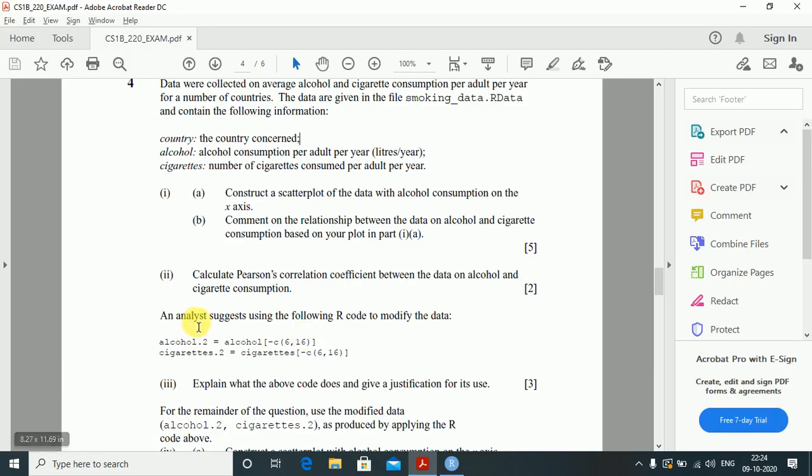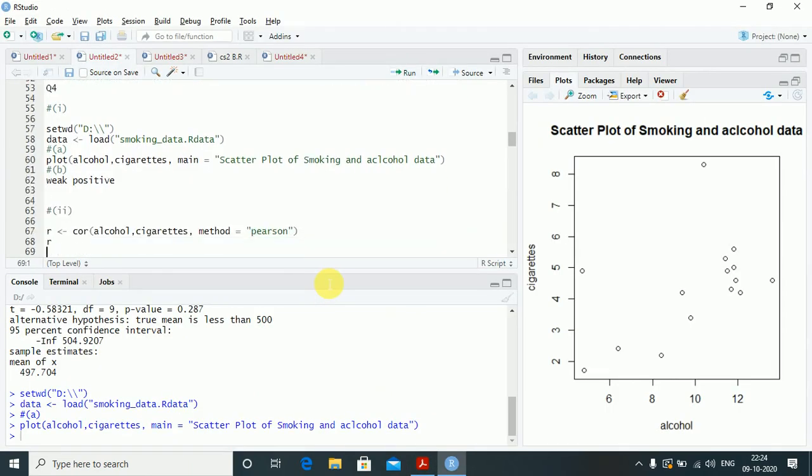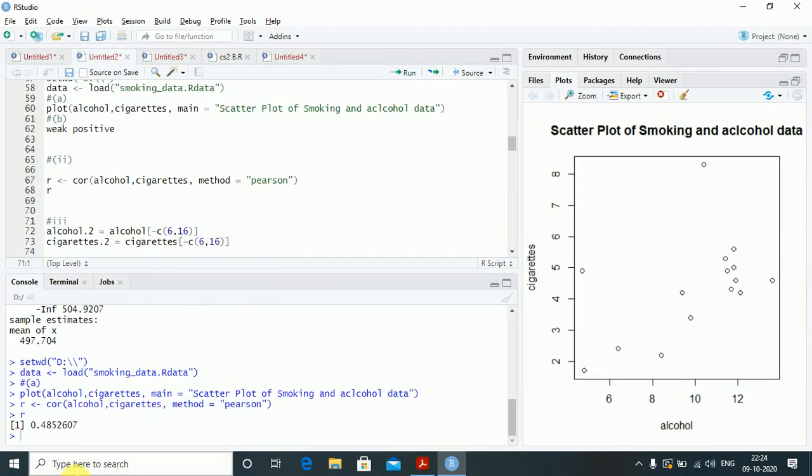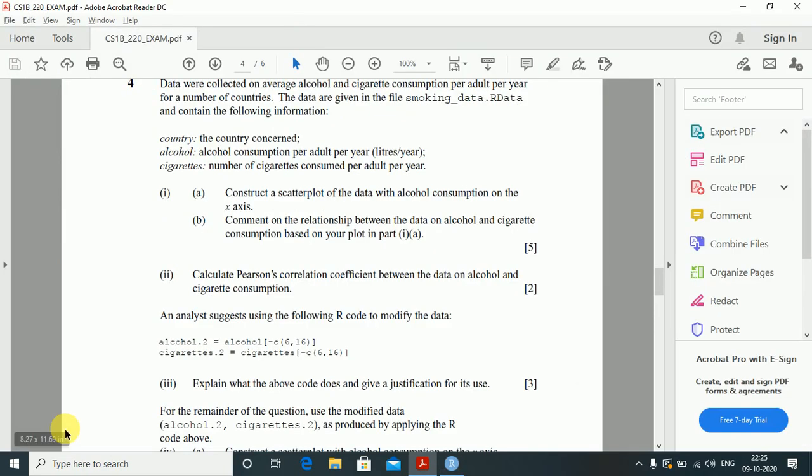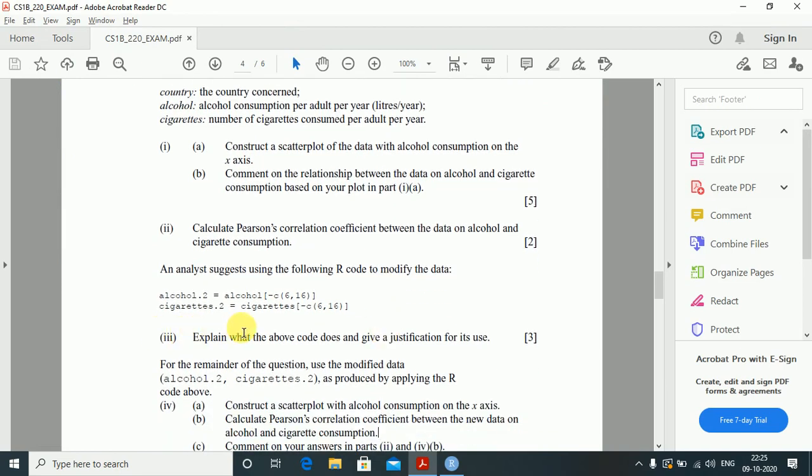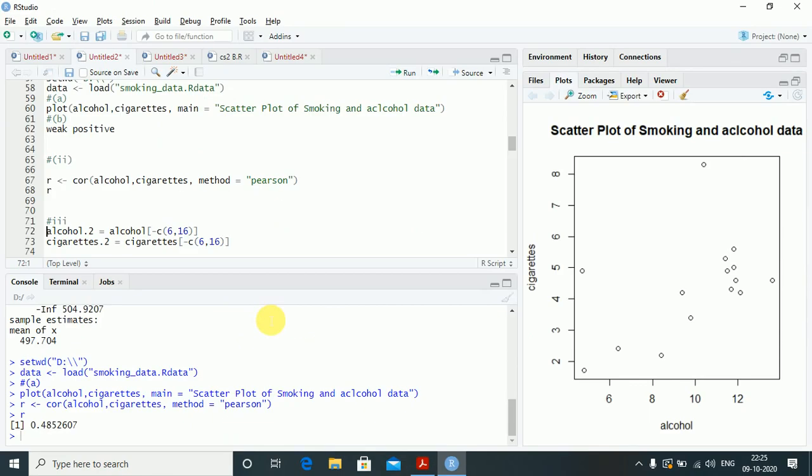Calculate Pearson's correlation coefficient between the alcohol and cigarette data. So now we calculate the correlation. The value is 0.485, which, as we inferred, is a weak positive correlation. An analyst suggests using the following R code to modify the data: alcohol.2 becomes alcohol[-c(6,16)], and cigarettes likewise, so two positions of these values have been removed. Explain what the above code does and give a justification.